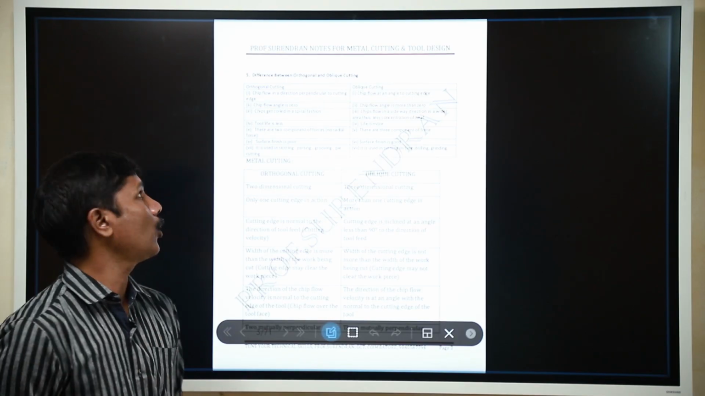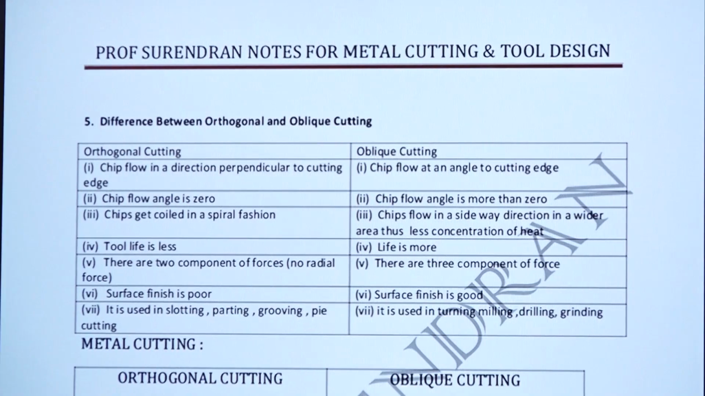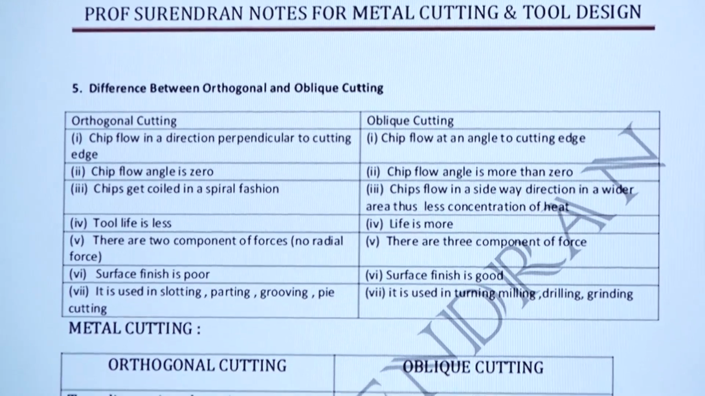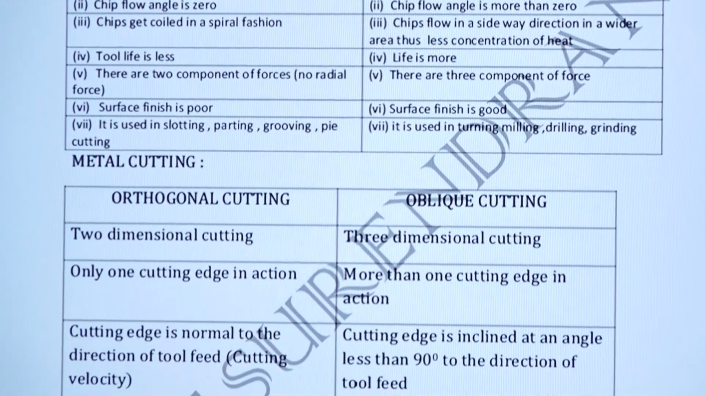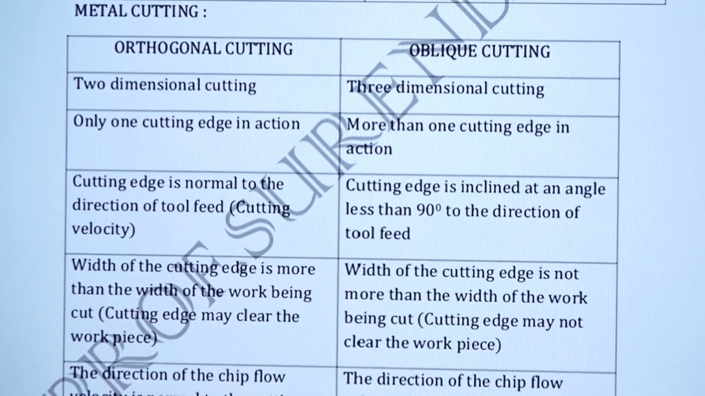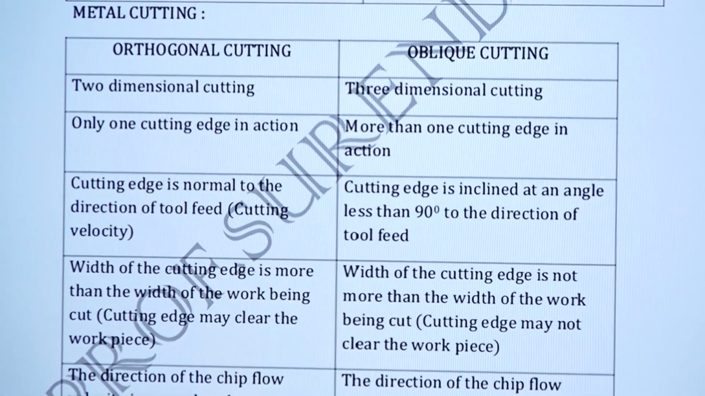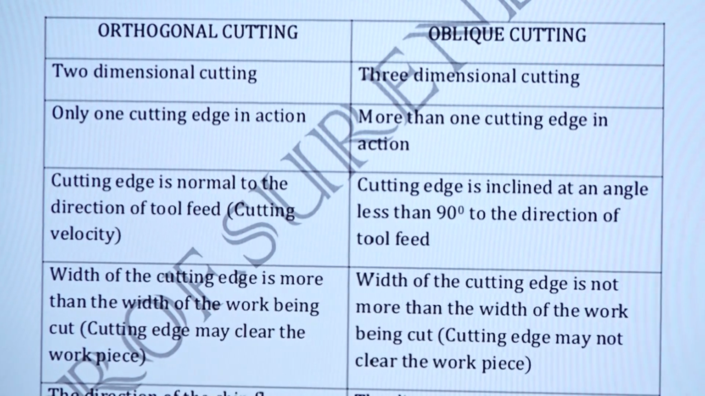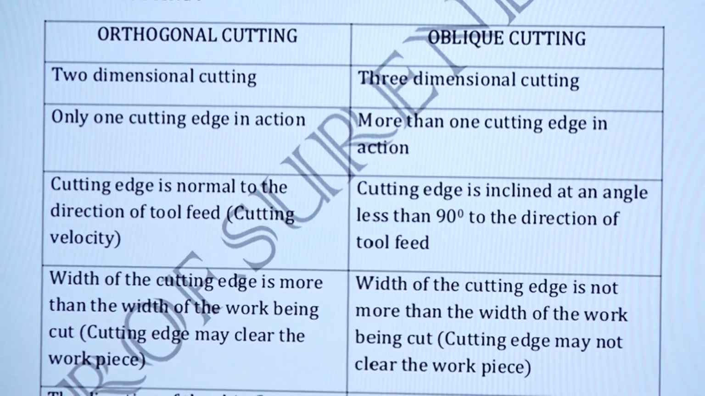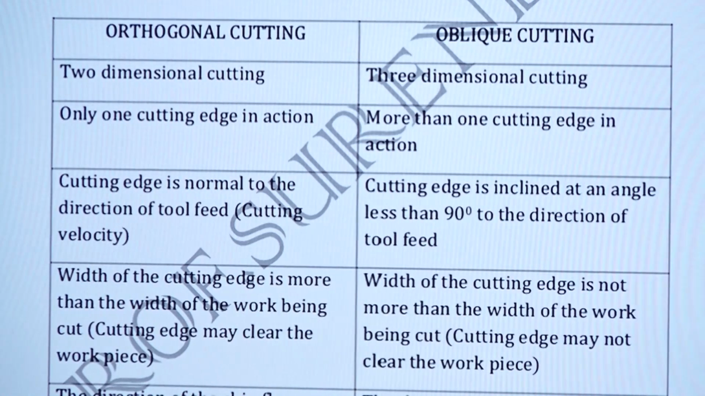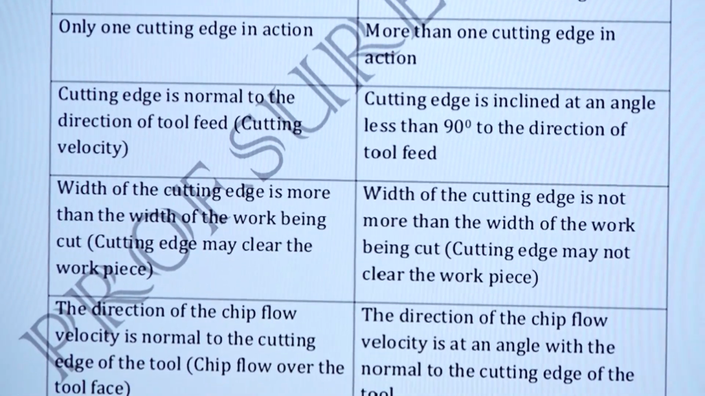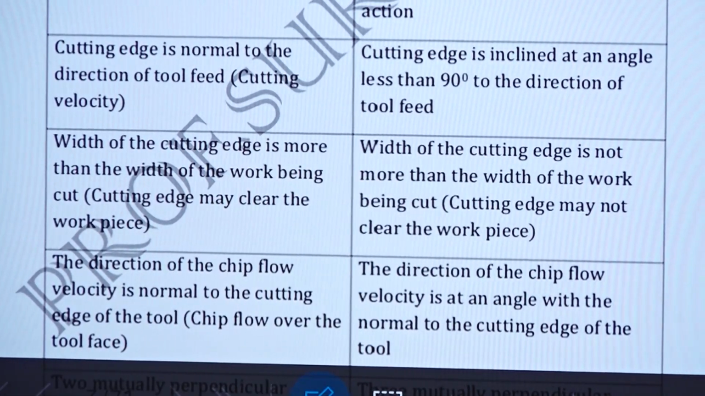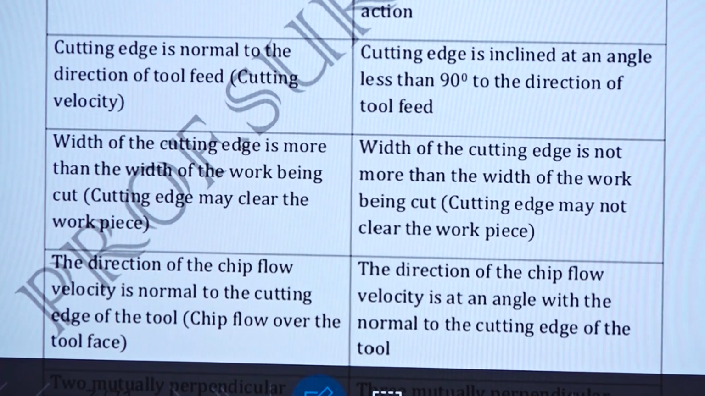Next, we are going to discuss the difference between orthogonal cutting and oblique cutting. Orthogonal cutting is 2-dimensional cutting and oblique cutting is 3-dimensional cutting. Only one cutting edge is in action in orthogonal cutting. In oblique cutting, more than one cutting edge comes into action. In orthogonal cutting, the cutting edge is normal to the direction of tool feed; in oblique cutting, it is inclined at an angle to the direction of tool feed. In orthogonal cutting, the width of the cutting edge is more than the width of the work being machined. In oblique cutting, the width of the cutting edge is not more than the width of the work being cut.